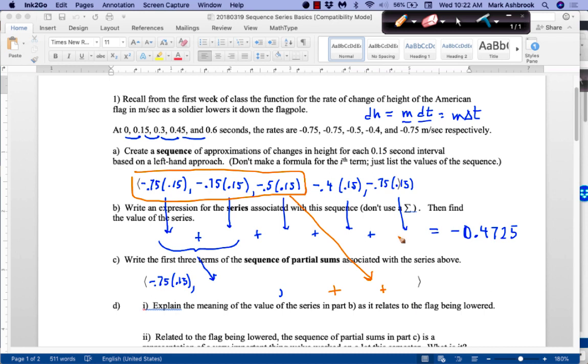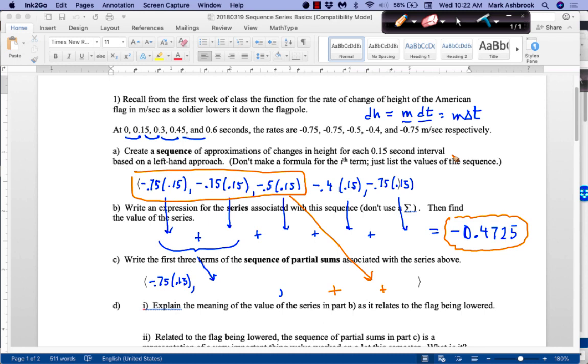Okay, so the meaning of the series when you add all these things together. So what is the meaning of that number? What does it mean in the flag context? Yeah. It's the accumulated change in height. Accumulated change in height for the first 5 intervals. Yep, so that would actually be 1, 2, 3, 4. First 0.6. Yeah, so it's the approximate change in height accumulated for the first 0.6 seconds.